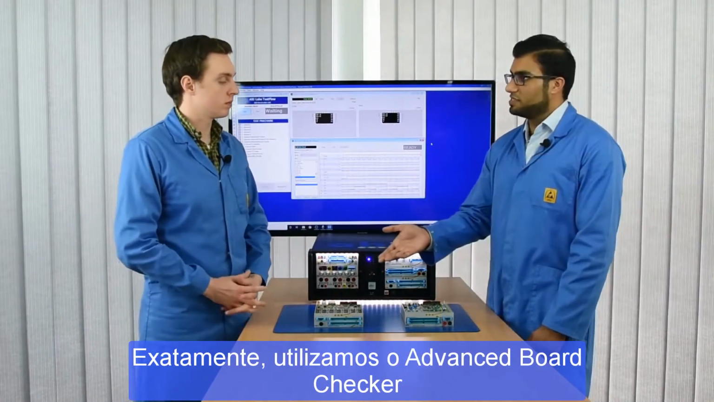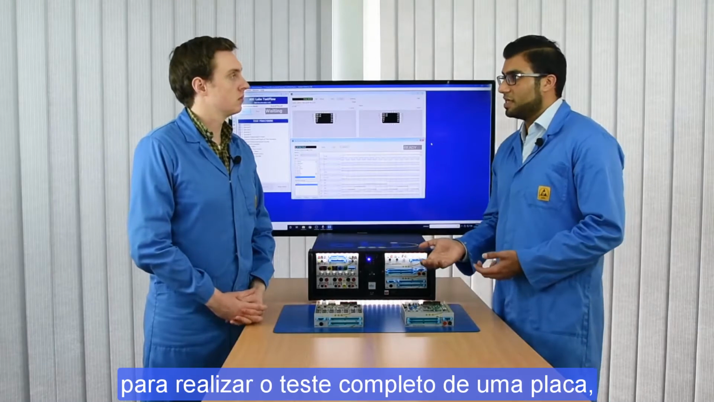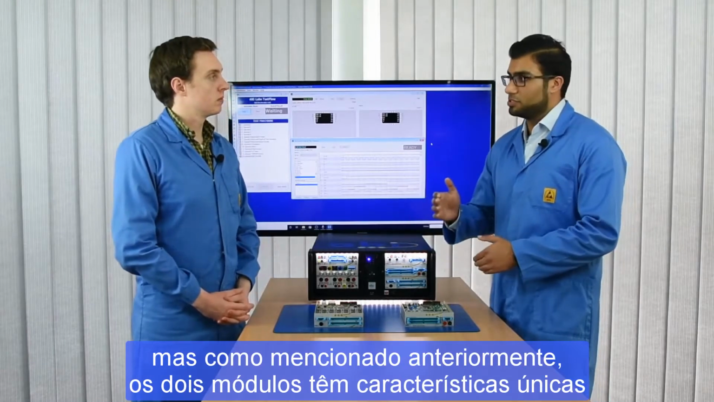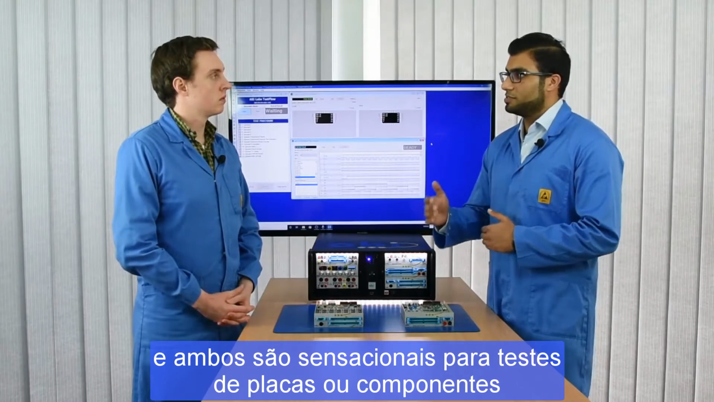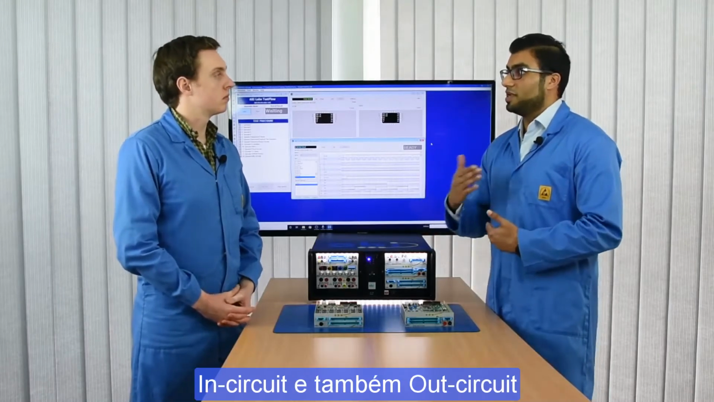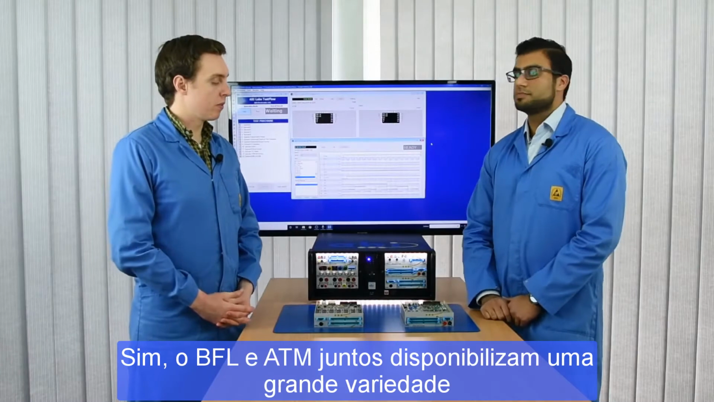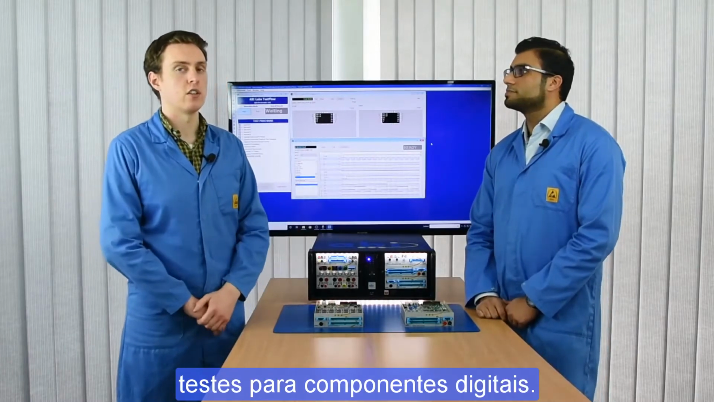Exactly. We used the advanced board checker, which allowed us to do a complete board level test. But again, both modules work hand in hand, and they're both really brilliant at testing digital components as well as PCBs, whether that's in or out of circuit. Both of them together give you a broader range of testing those digital components.